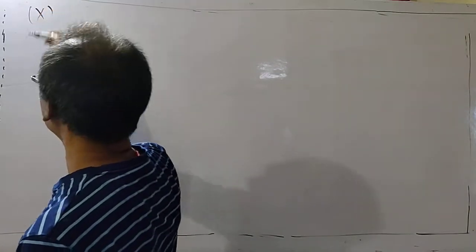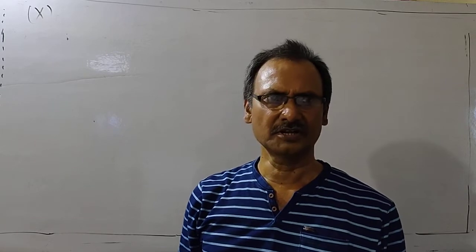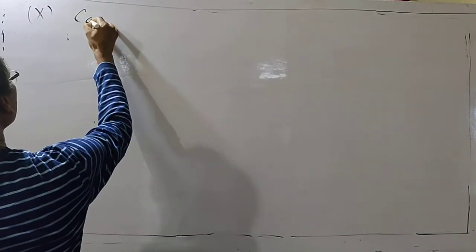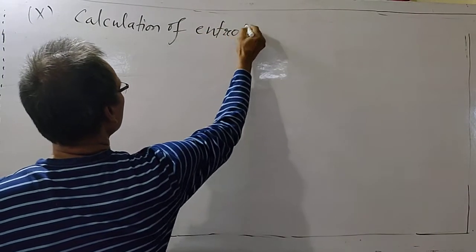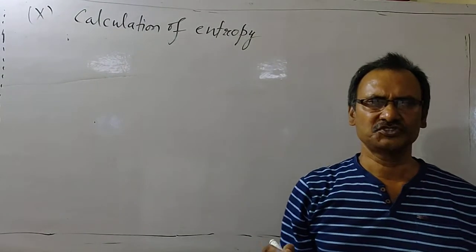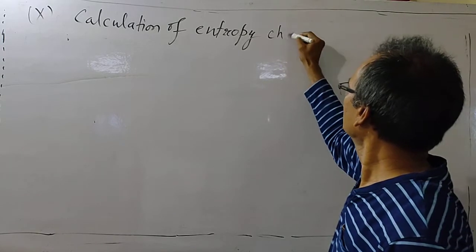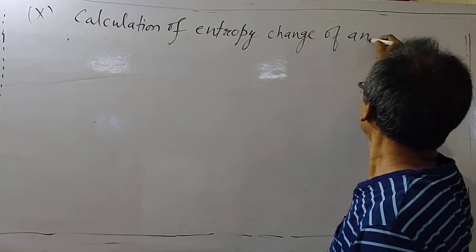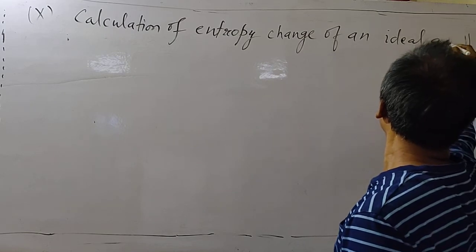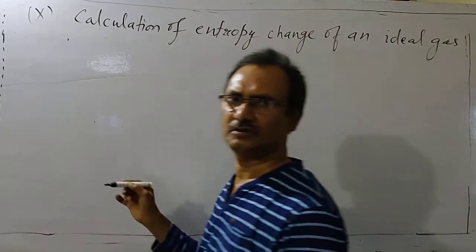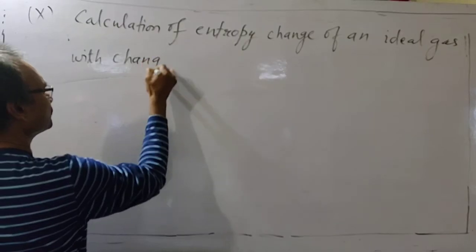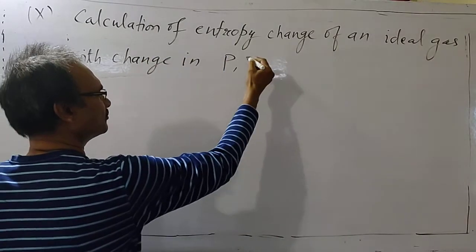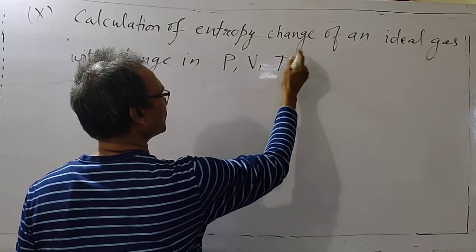In continuation of the previous class, we will study the calculation of entropy change of an ideal gas with change in pressure, volume and temperature. Pressure P, volume V and temperature T.